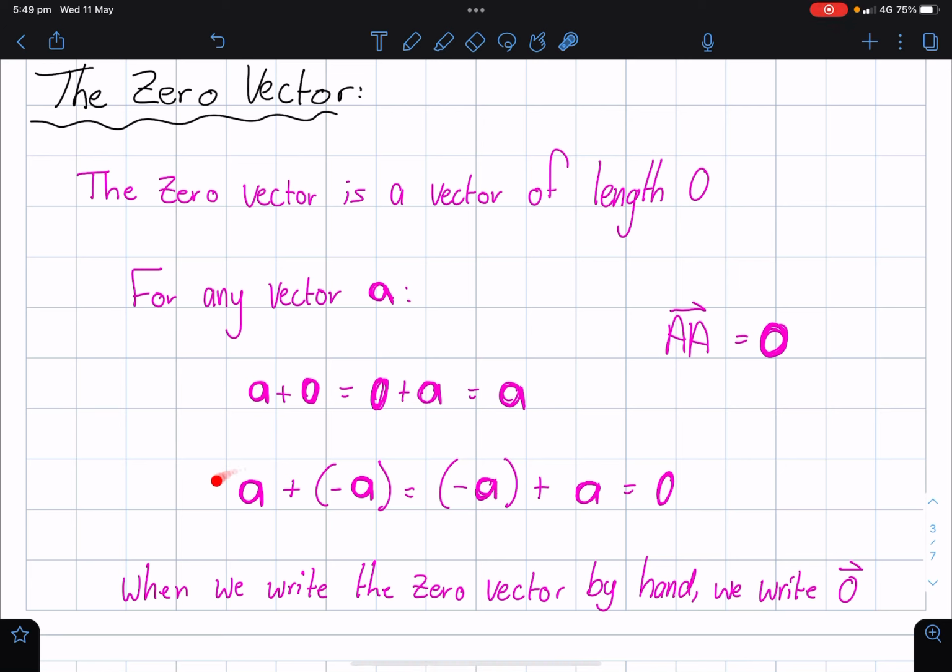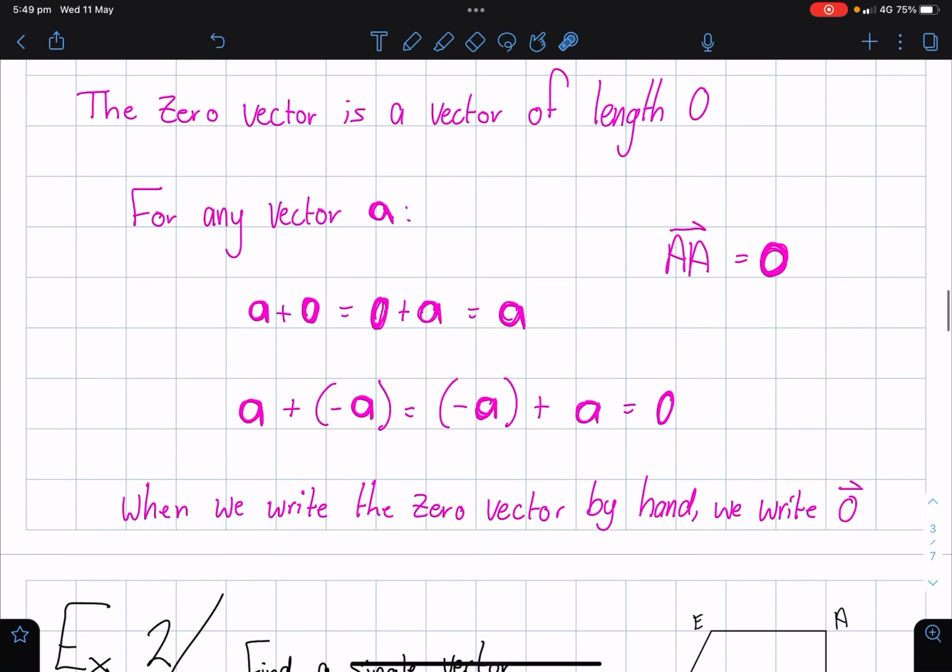So then also, vector A plus negative vector A is equal to negative vector A plus vector A, which gives us our zero vector. It's just like if we have 2 take 3, 2 take 2 even, and then negative 2 plus 2, they equal 0. So it's the same property. And then when we write the zero vector by hand, we write 0 with our little vector symbol on top.